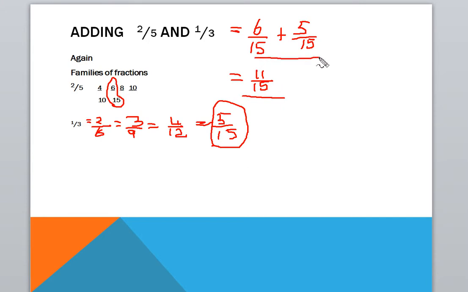Remember, you can only add together fractions when the denominator is the same, and that's what I've got here, and that's why it works so well. 6/15 and 5/15 gives me 11/15. Let's move on.